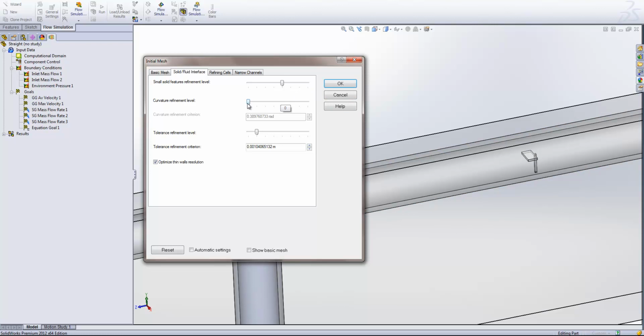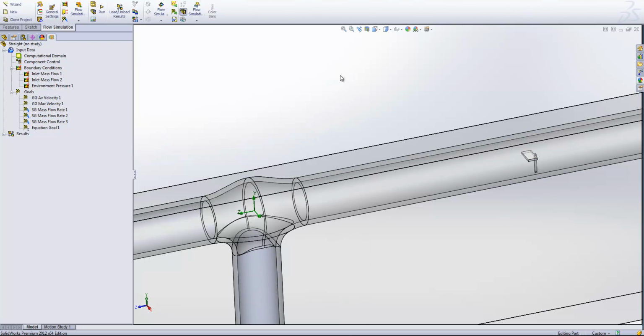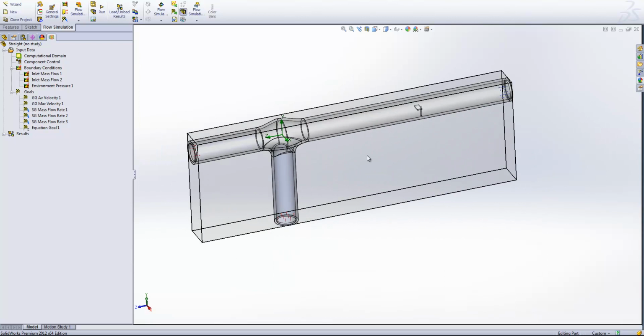I'm going to bring up the curvature refinement, which is just going to ensure that all of the mesh elements are capable of reflecting the curvature that we've got inside the tube. Obviously we've got curved walls, so we want to make sure the mesh is fine enough for that. And I'm just going to bring up the values on the fluid and the partial cells. The fluid cells are all of the cells that are entirely in the fluid, and the partial cells are the cells that are running along the boundary between fluid and solids. So these are the cells that make up our fluid boundaries, if you will. Then I'm going to select OK, and that's our study pretty much set up.